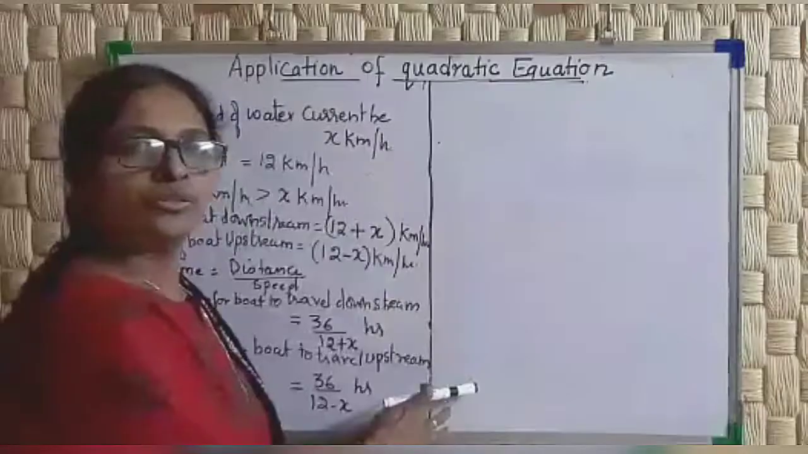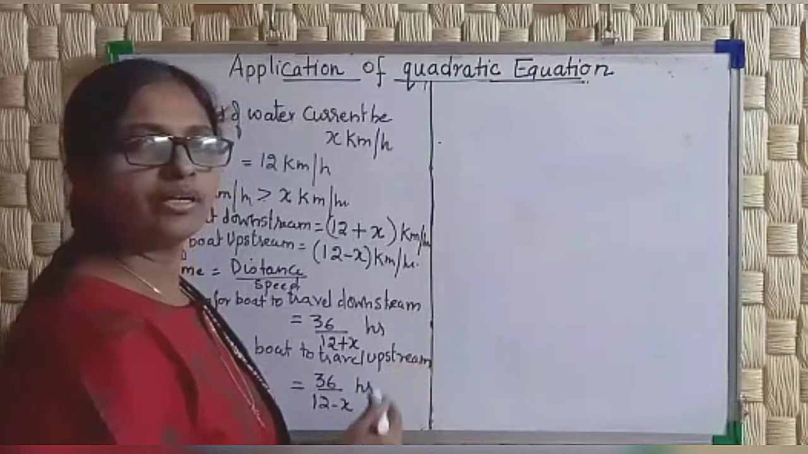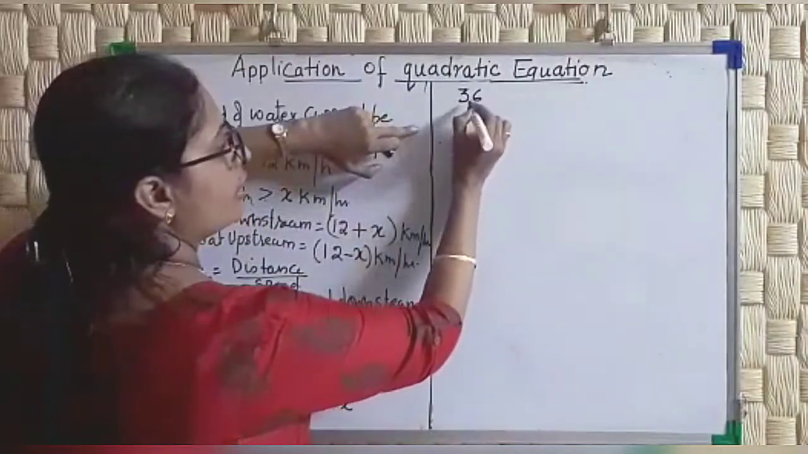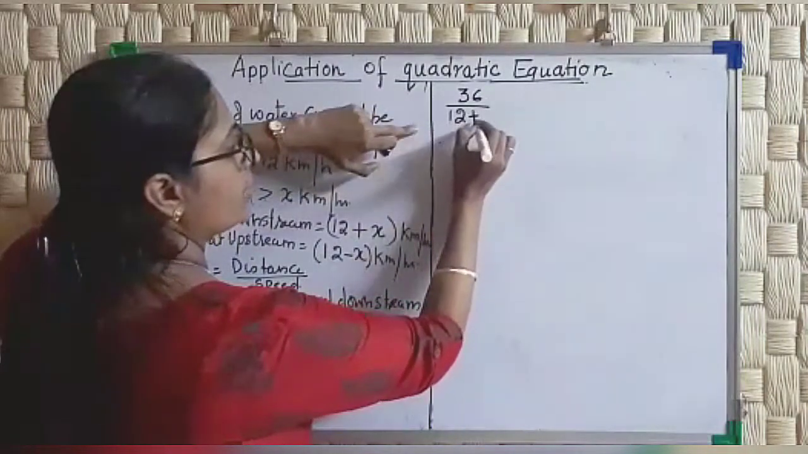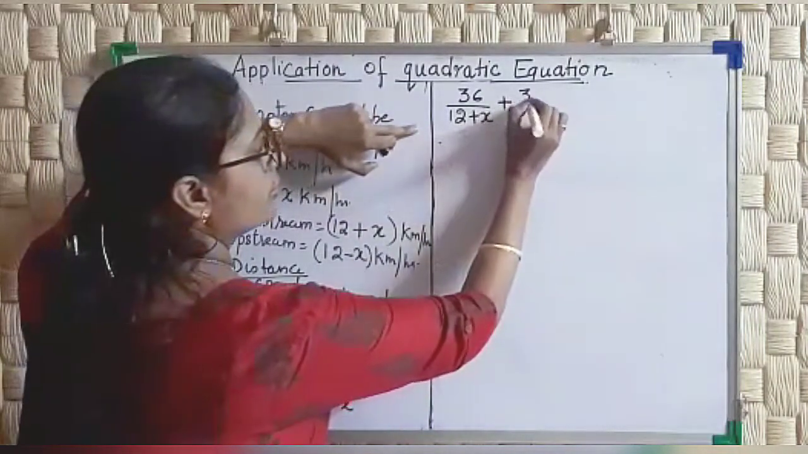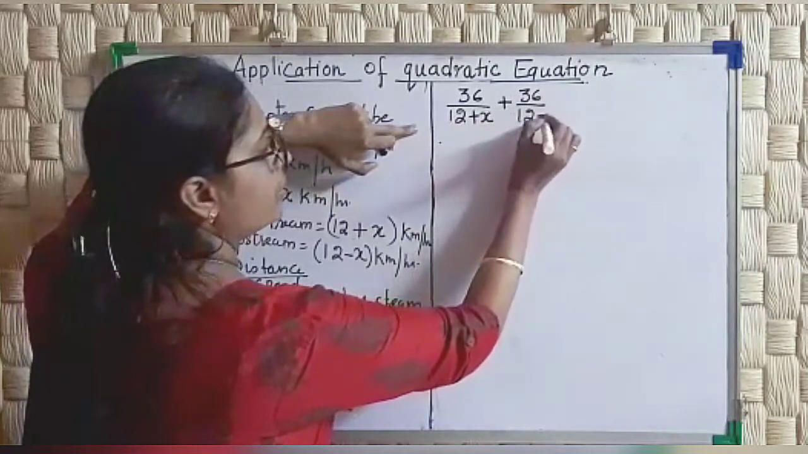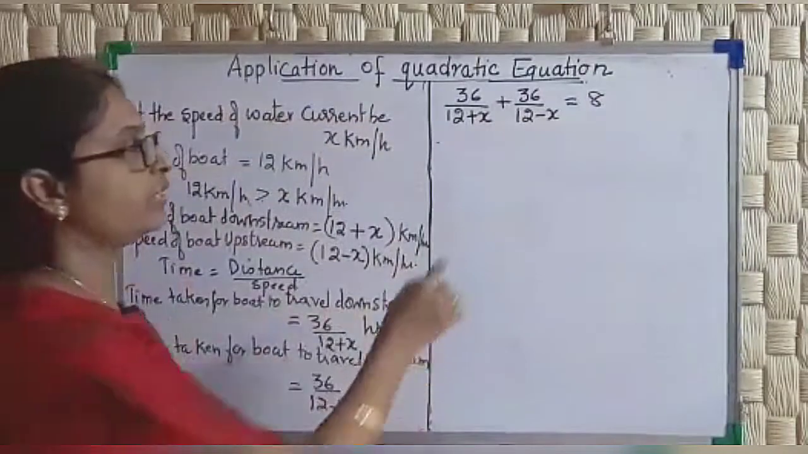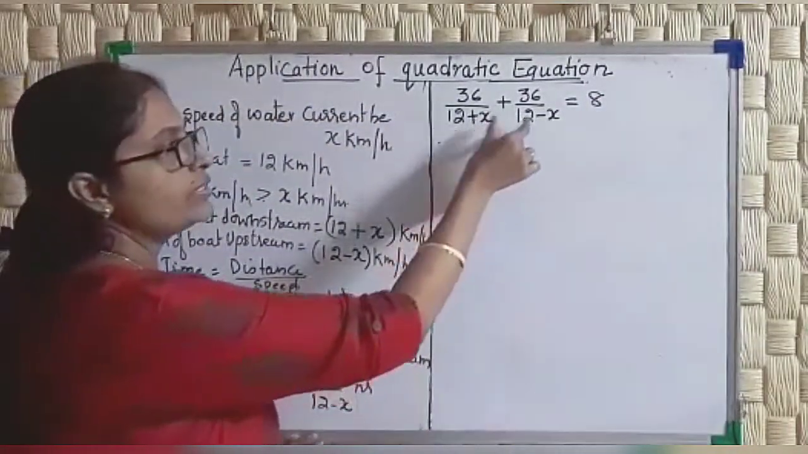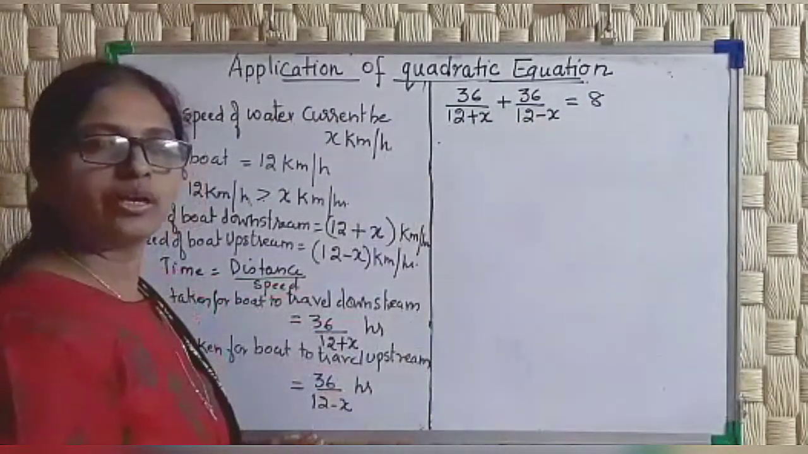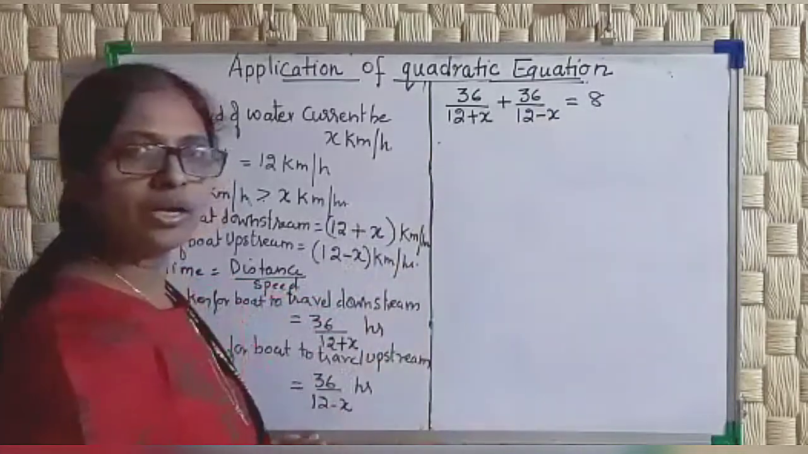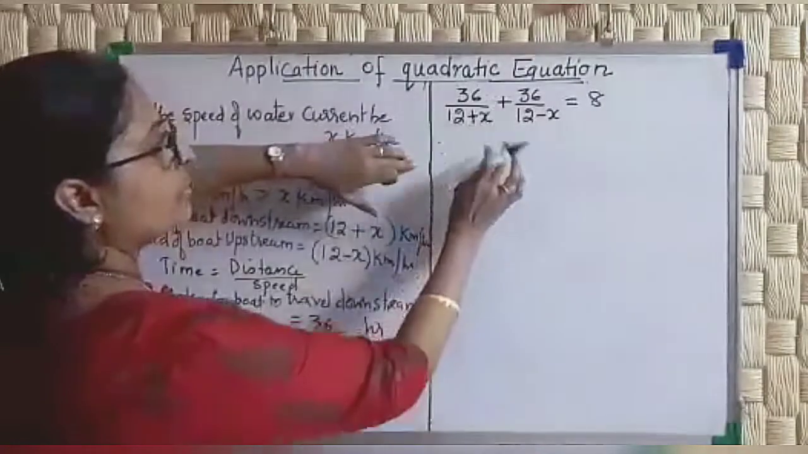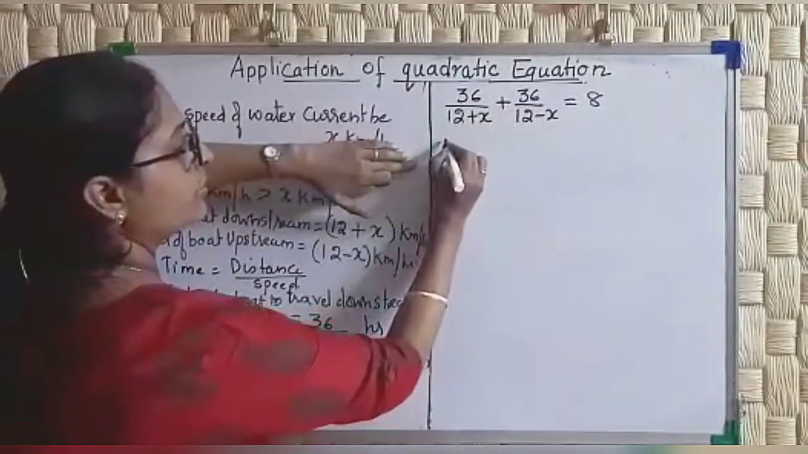Now, according to the given condition, the equation will be 36 upon 12 plus x plus 36 upon 12 minus x, which will be equal to 8. That is, time taken for Pratik to travel downstream plus time taken to travel upstream is equal to 8 hours. Now let's solve this equation. Here we have 36 as common.